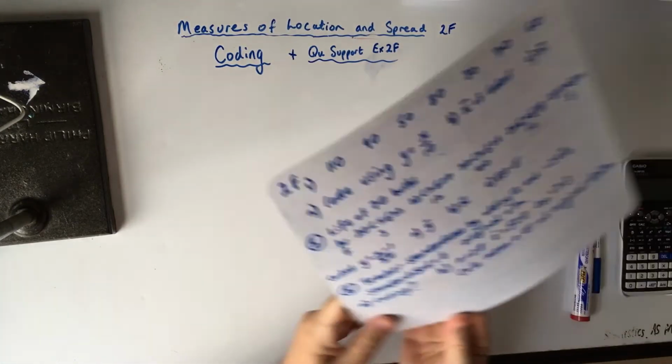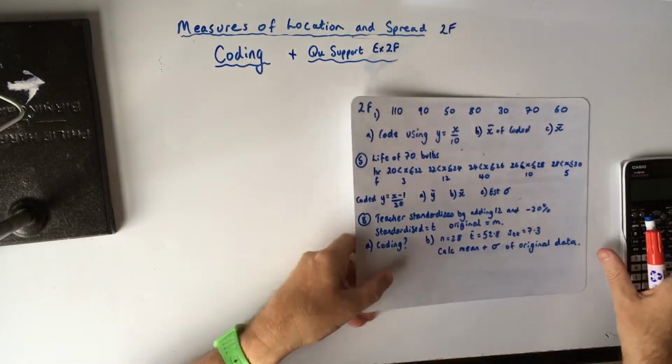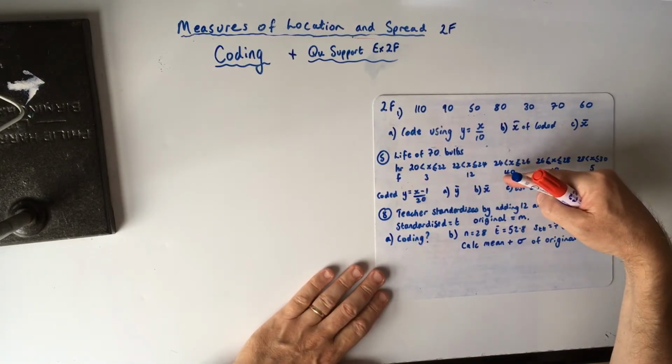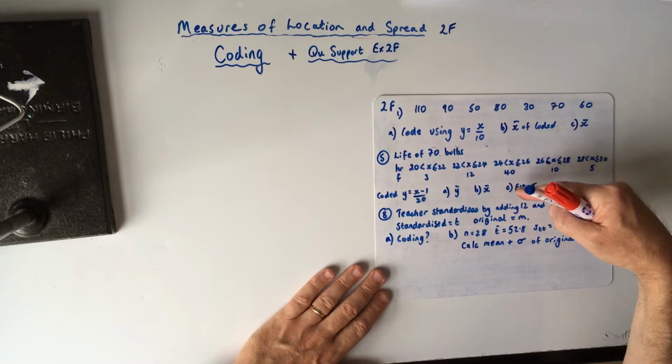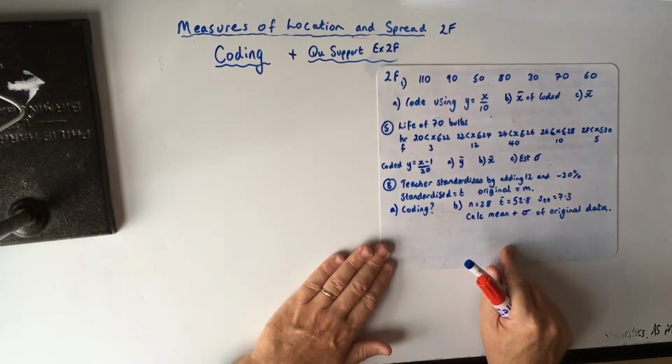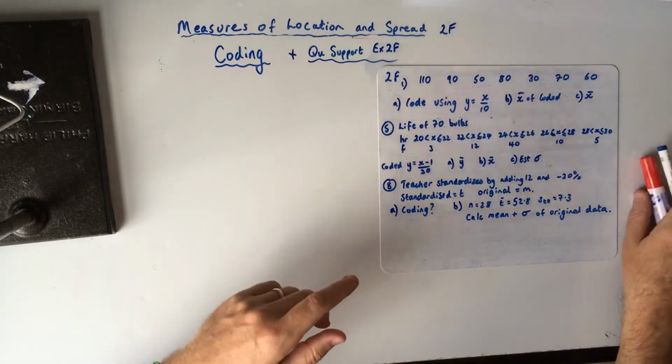I thought I'd do question 1 because it's ridiculously easy, and then one from the middle because it says it's a problem, question 5, and then one from the end, question 8, about a teacher doing some standardization. So this is exercise 2F.